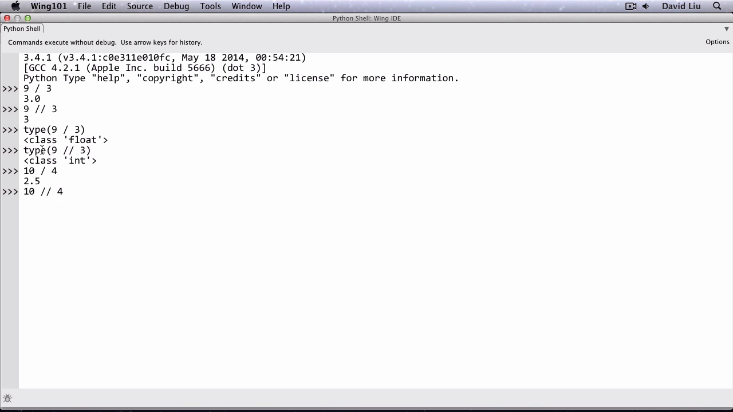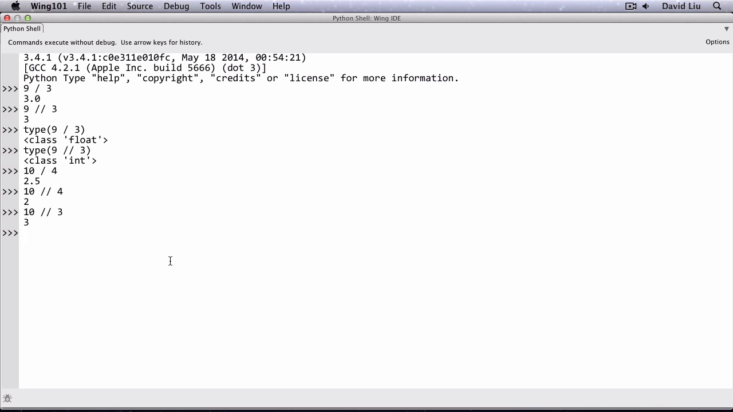Using two slashes gives us the result when we use integer division. And here the important thing to remember is that integer division always rounds down. So even though you would expect 2.5 to be rounded up to 3, the result of 10 // 4 is 2, because the 2.5 is rounded down. Similarly, 10 divided by 3 is something like 3.333333333, and this gets rounded down to 3.